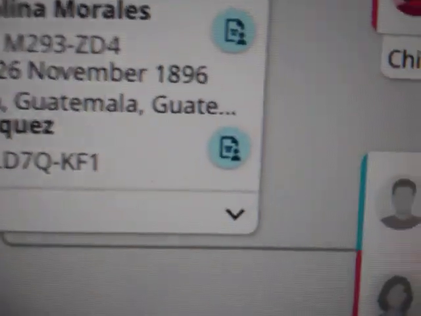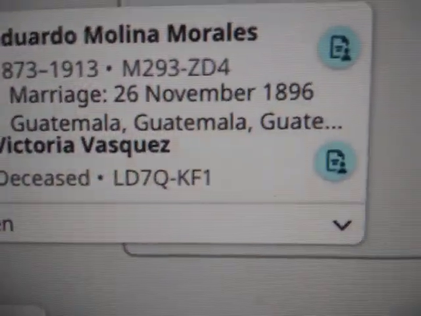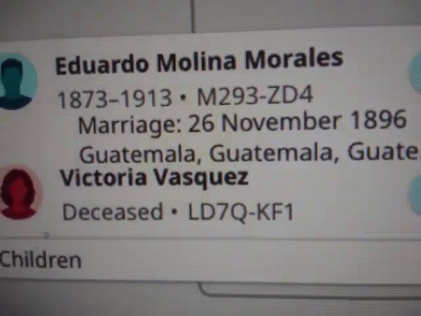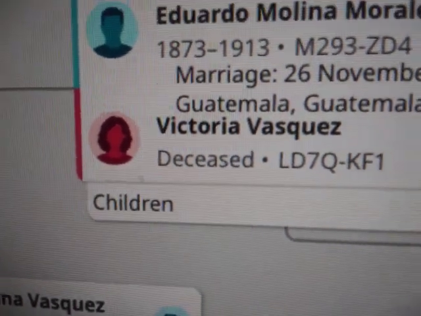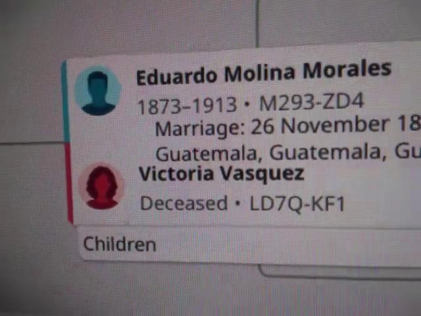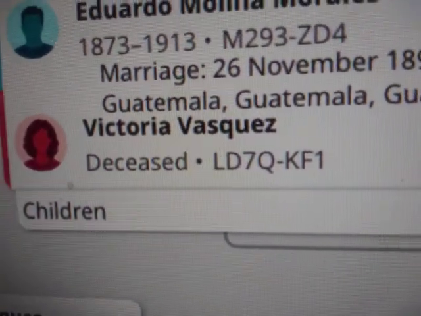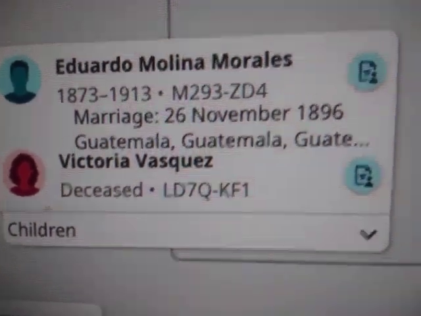See, children are always going to be under the woman's name, okay? And the not so cool part, Victoria Vasquez, it doesn't have her maiden name. That's an issue. It really is nice to have a maiden name and to be able to put that in there and to have dates. We don't have a birth and a deceased date on here, so that needs to be fixed.